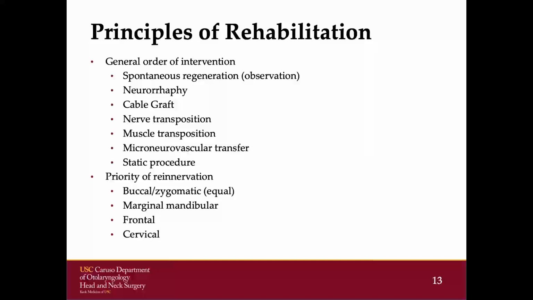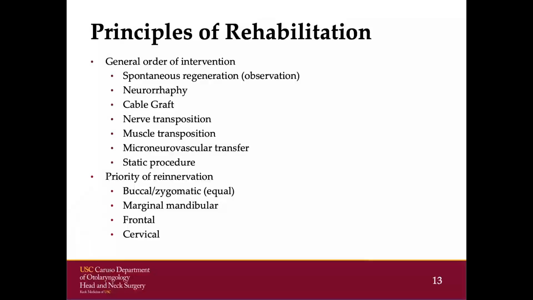So just as how we have a reconstructive ladder in head and neck reconstruction, there's kind of a general order of interventions that we should try and follow when looking at interventions for facial reanimation. The first is observation, waiting for the patient's final innervation pattern to present itself, followed by neurorrhaphy, cable grafting, nerve transposition, muscle transposition, microneurovascular transfer, and a static procedure. Of course, the optimal source for reinnervation of the paralyzed face is the patient's ipsilateral facial nerve, and that should be pursued if that's available.